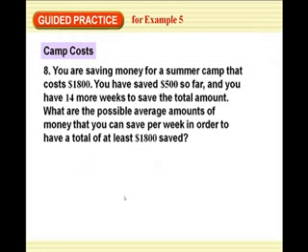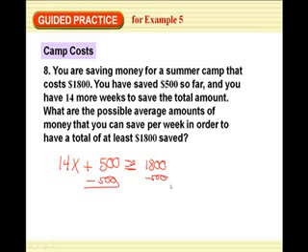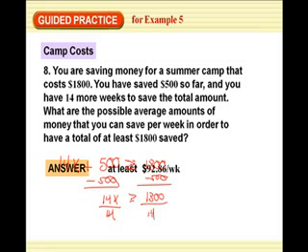You're saving money for a summer camp that costs $1,800. You've saved $500 so far, and you have 14 more weeks to save a total amount. What are the possible average amounts? So you've got 14 weeks to save an unknown amount, plus you already have $500, and you've got to have greater than or equal to $1,800. Okay, so I'm going to minus 500. So in those 14 weeks, you've got to save $1,300. So again, I'm going to go to my calculator. That's divided by 14. You've got to save about $92.86 a week. Ooh, I finally got one right.